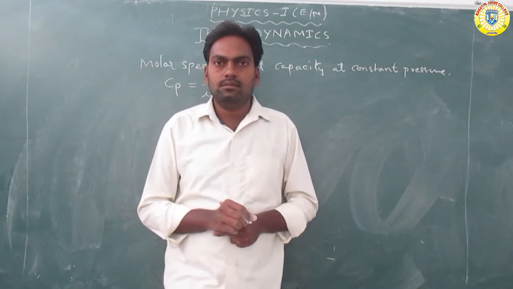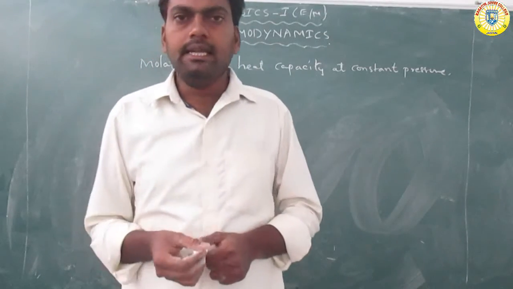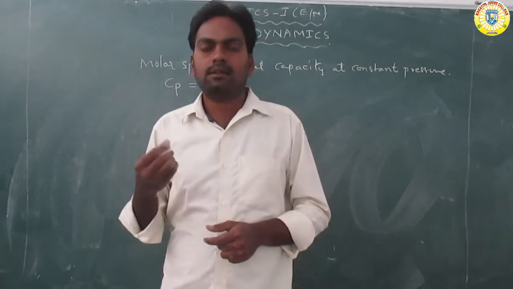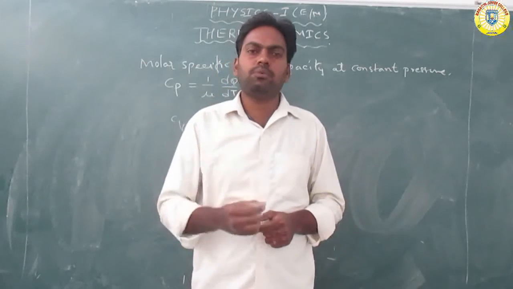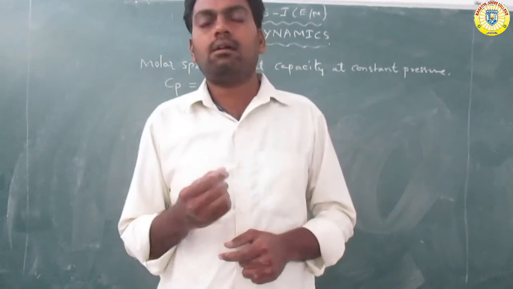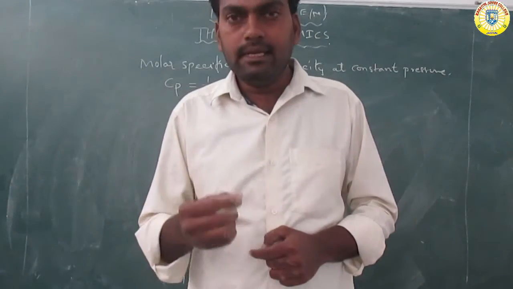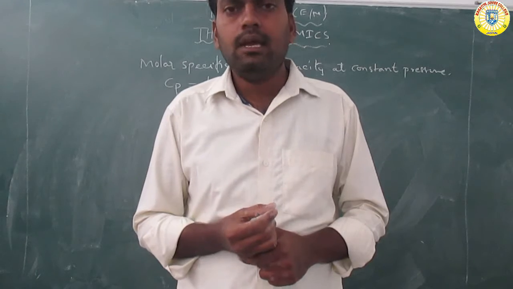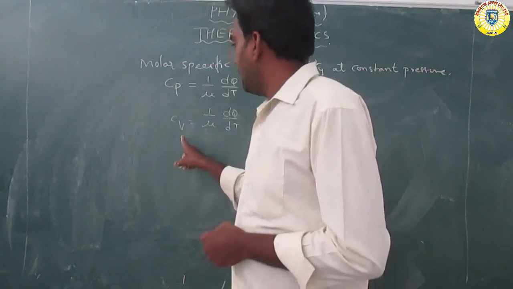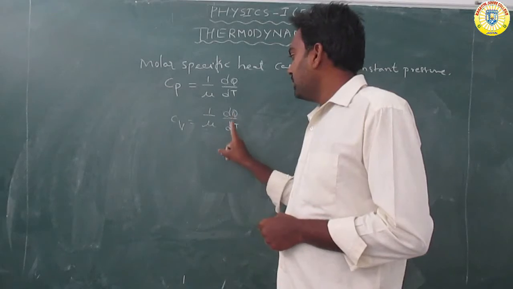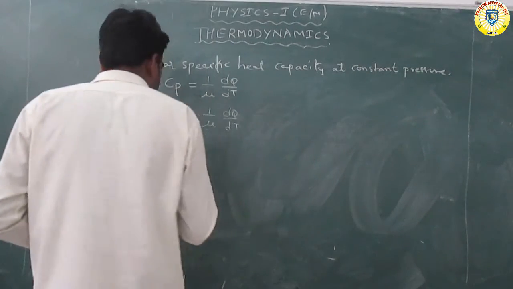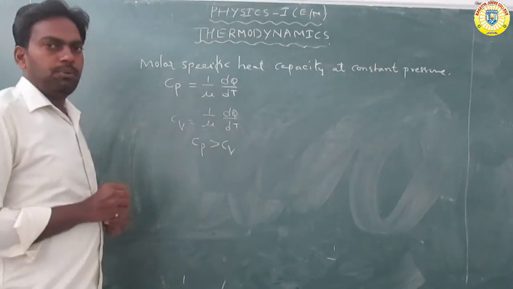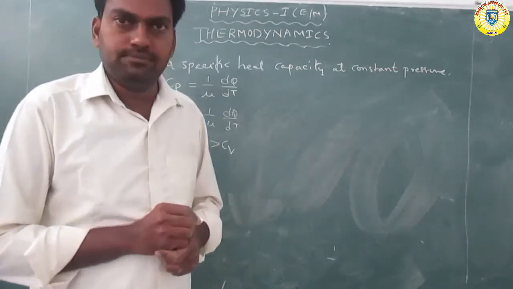That means some amount of heat is supplied to the system, increasing the temperature through 1 degree or 1 Kelvin at constant pressure. That heat is called the molar specific heat capacity at constant pressure. So Cv is equal to 1 by mu dq by dt. Now in this case, Cp is greater than Cv. Now prove that Cp is greater than Cv.